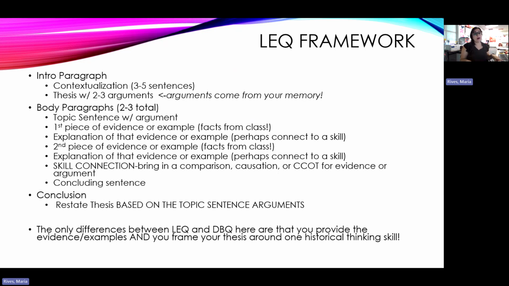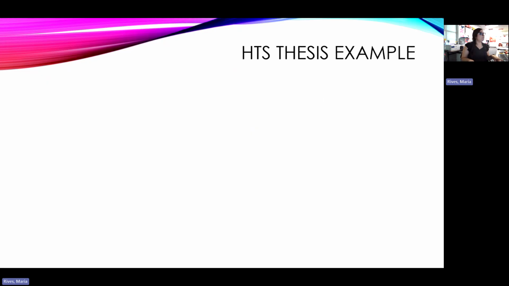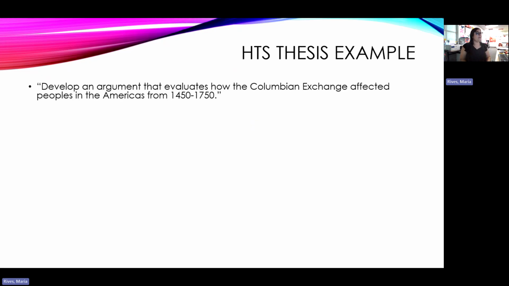Now here's an example of a prompt and some things that you could write. So here's an example prompt. Develop an argument that evaluates how the Columbian Exchange affected people in the Americas from 1450 to 1750. This is a Unit 4 prompt. It goes with European exploration of the Americas. And the prompt is asking us for causation. It's asking us to explain the effects of the Columbian Exchange on people in the Americas, not on people in Europe or in Africa, but on people in the Americas.